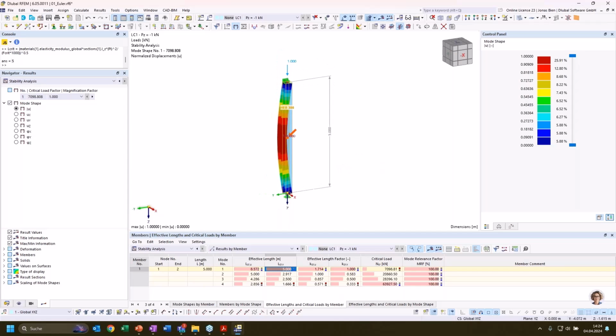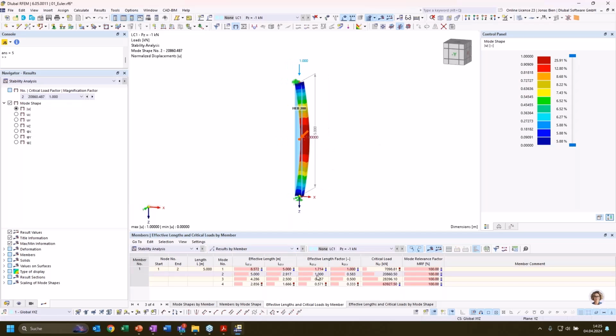Now we have to take care, or be a bit cautious. If we would take the critical load for buckling around the weak axis and evaluate the effective length for the strong axis, it would just be wrong. So if we would take this effective length factor for the stability design with the equivalent member method... When we want to extract these effective length values for our design, we have to make sure that the mode shape that we are analyzing fits to the effective length that we are reading. So for example, for buckling about the strong axis, we should definitely take the second mode shape and use the critical length factor given for the u-axis here.